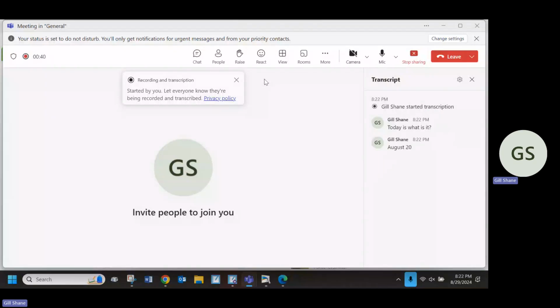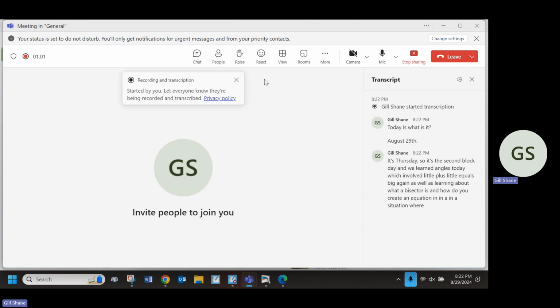Today is, what is it, August 29th. It's Thursday, so it was the second block day. And we learned angles today, which involved little plus little equals big again, as well as learning about what a bisector is and how to create an equation in a situation where you have a bisector.